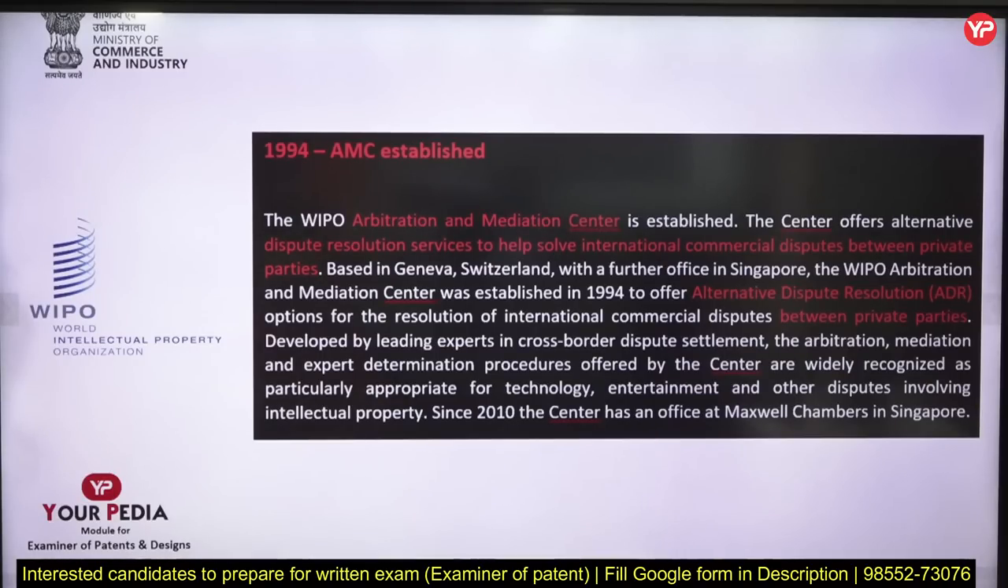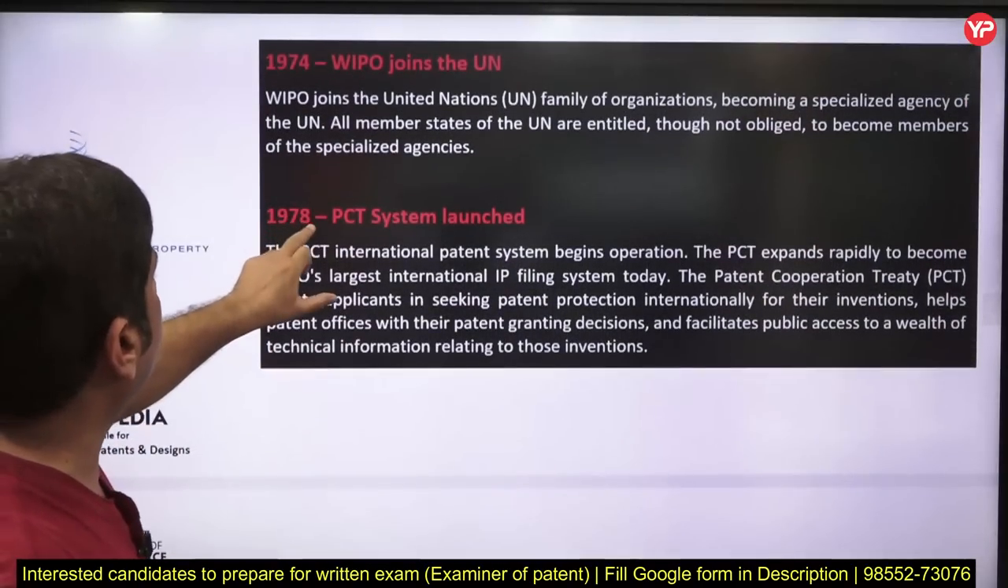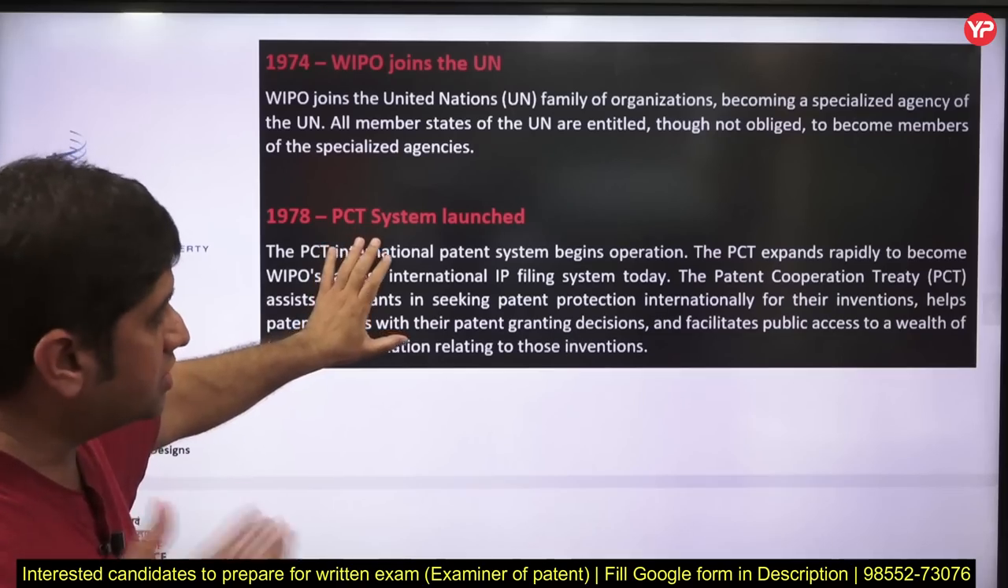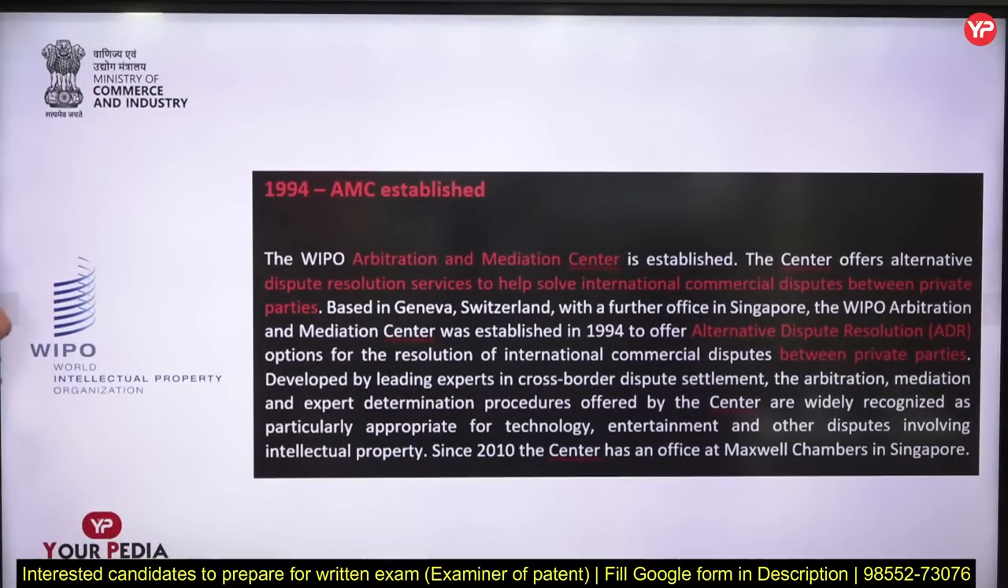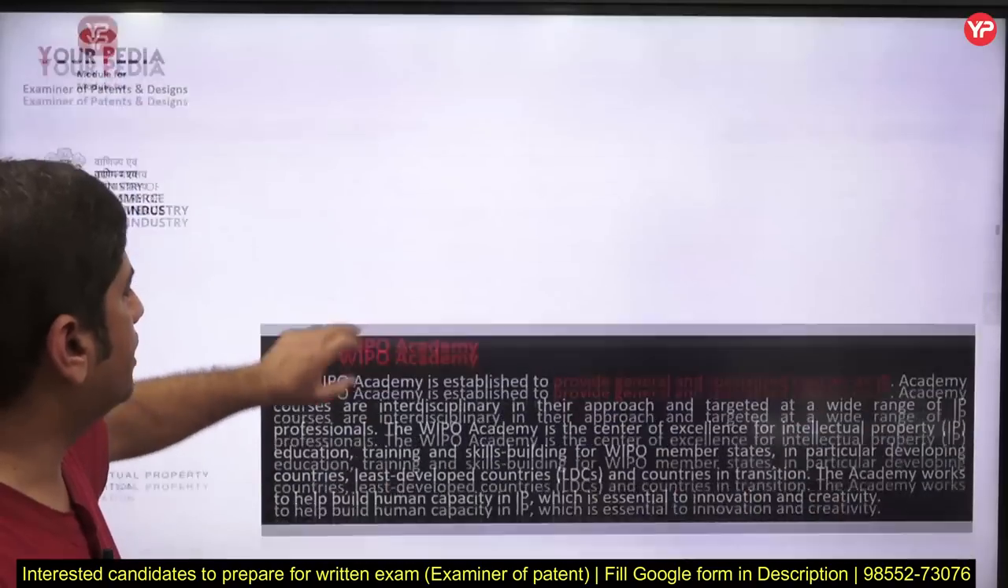How to resolve that? For that, the AMC was created in 1994. And another mediation center was created for alternate dispute resolution. So I think this is very, very important. These two things are very important. They are the main activities. So when was the AMC created and when was the PCT created? What is PCT? That is the Patent Cooperation Treaty. And what is AMC? That is the Arbitration and Mediation Center. That is to resolve disputes. That is its purpose.